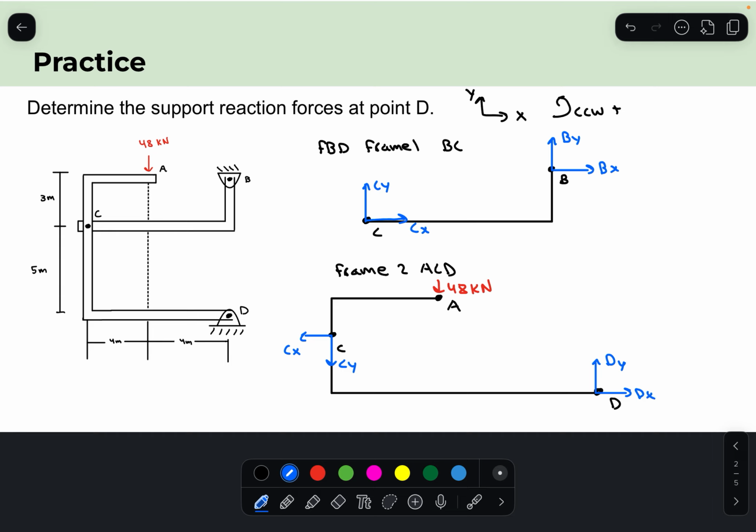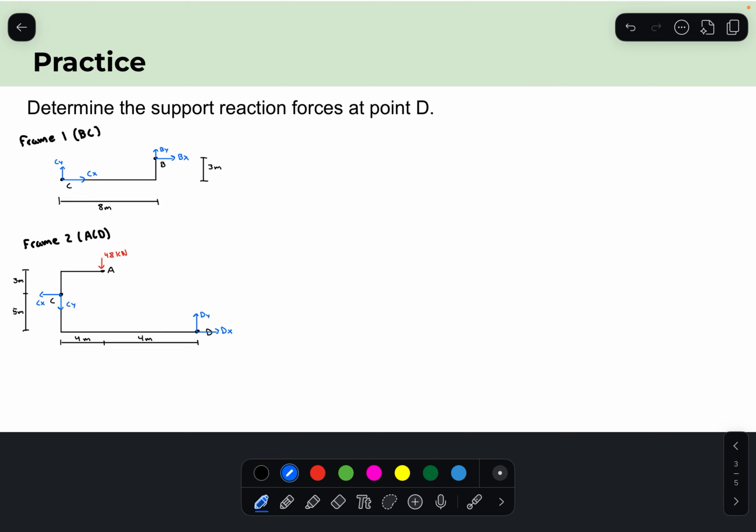Okay, so the next step would be to draw the dimensions on the free body diagram, but I already did that for us, so we're going to move on here. All I've added are the dimensions from the problem. The next step would be to do the sum of the forces and sum of the moments. You're always going to want to begin by choosing the frame which has the loading on it. If either frame had some sort of loading on it, you could do either frame, but because frame 2 has the 48 kilonewton loading on it, we are going to begin with that frame. So frame 2.